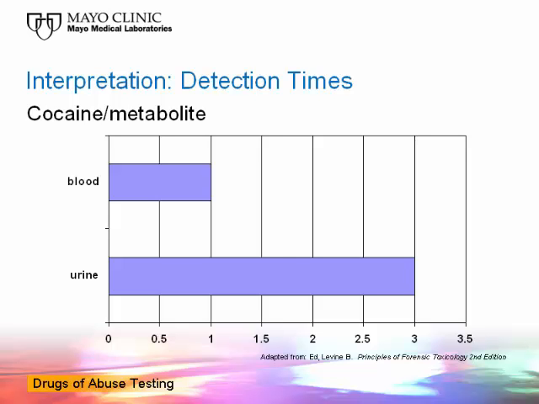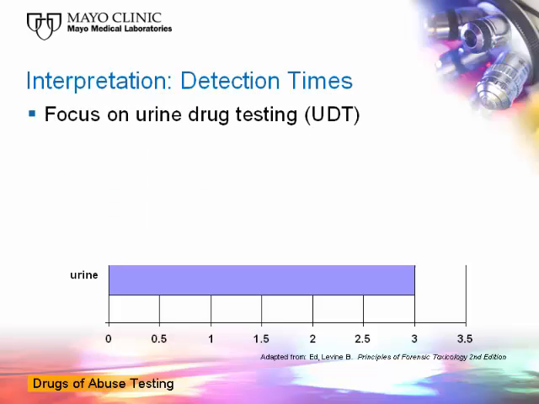Now, one of the most frequently asked questions in the laboratory is how long can you detect a drug? Well, of course, it varies from drug to drug, but it also varies from sample to sample. Here is an example looking at cocaine and its metabolite. In blood, you can probably only find evidence of cocaine use up to 24 hours, but only through its metabolite benzoylecgonine. If you look in urine, you can find it for up to 3 days.